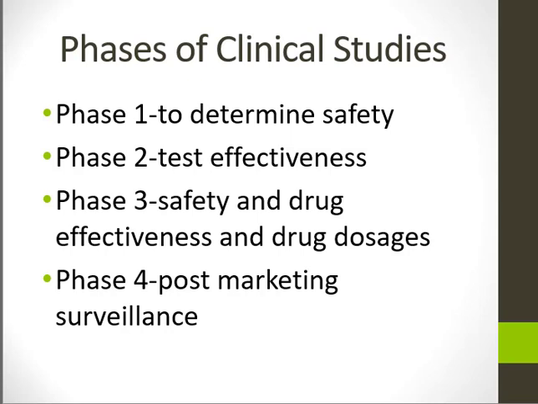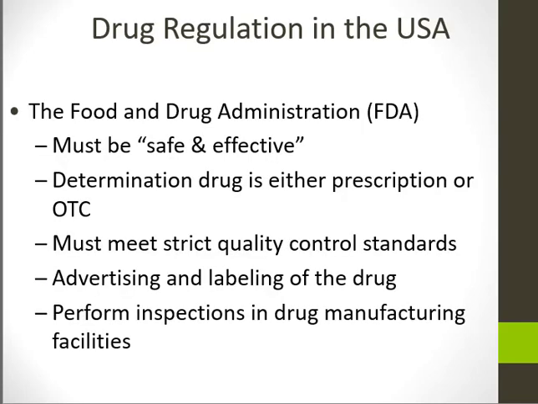Phase 4 is post-marketing surveillance. Now it's out to the general population. A lot of times this is when drugs will be removed from the market. They're going across large swaths of the population, and they determine that there's a serious toxicity for some reason. Numbers of people have attempted suicide while taking this drug. So they continue to monitor these events and reactions that happen after the drug has been released to the general population.